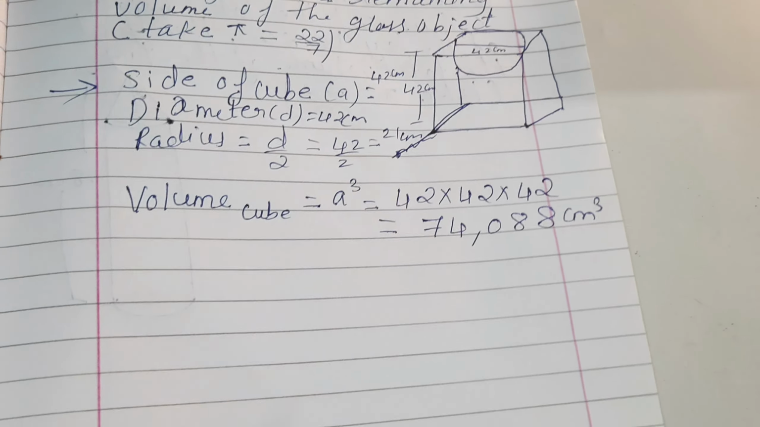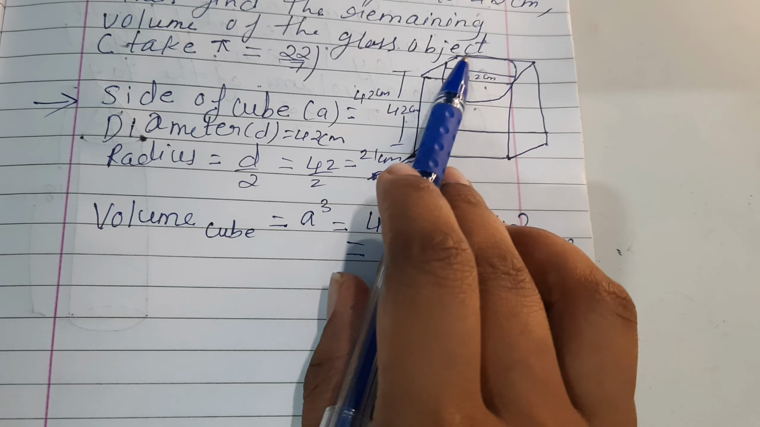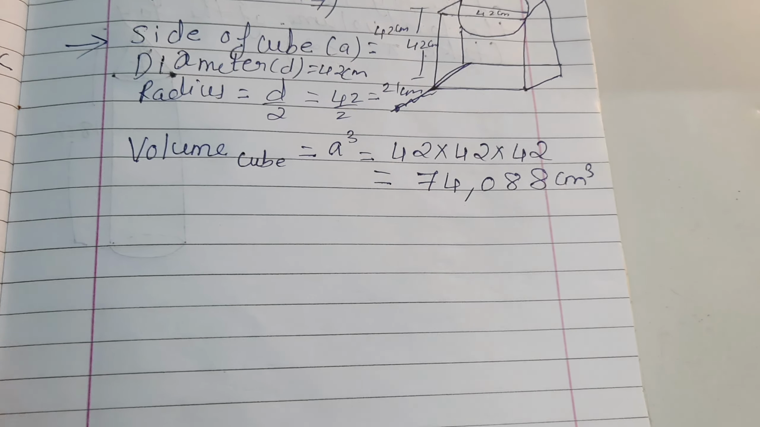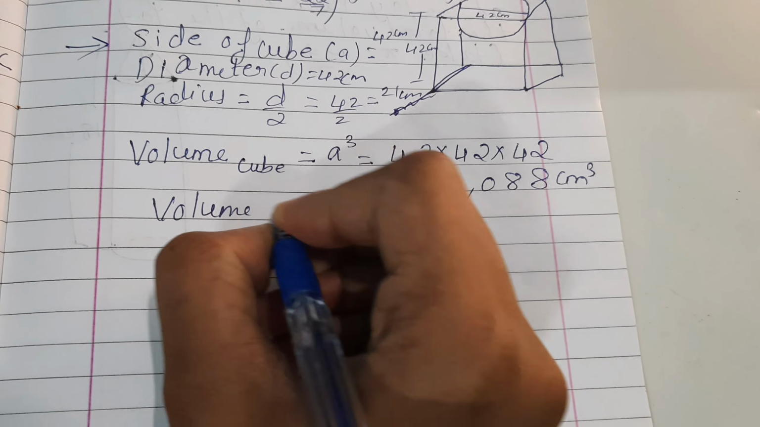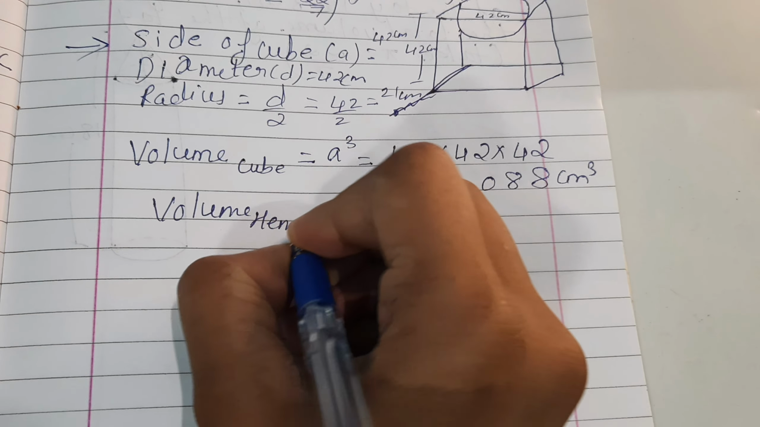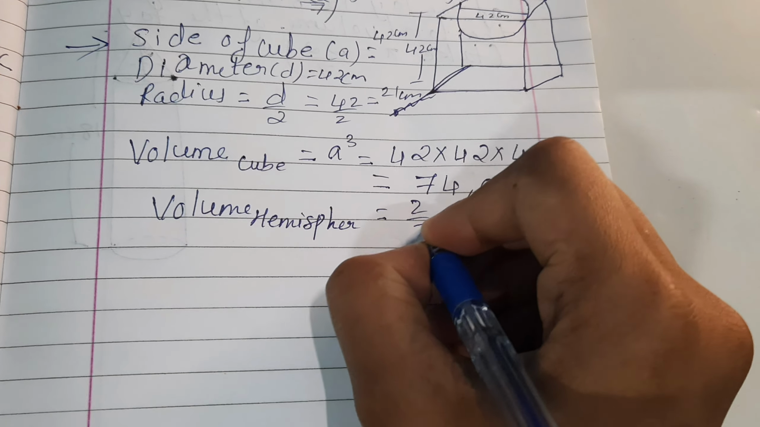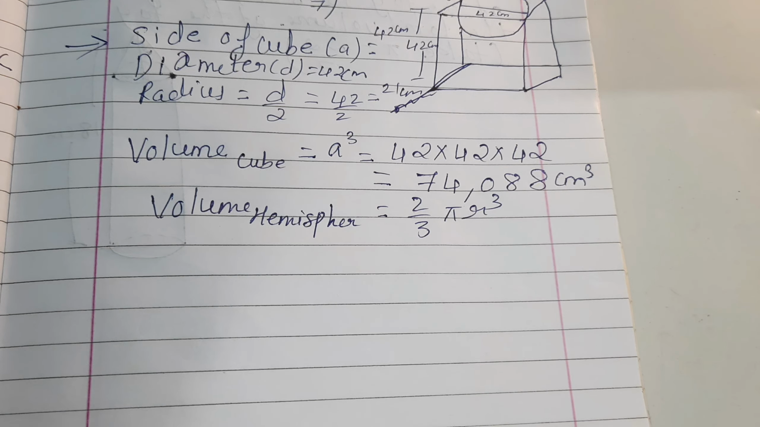Okay, next you will have to calculate the volume of the hemisphere. See, there is a cube and there is a hemisphere over here. So we have to calculate the volume of the hemisphere. So volume of hemisphere will be equal to 2 upon 3 pi r cube.